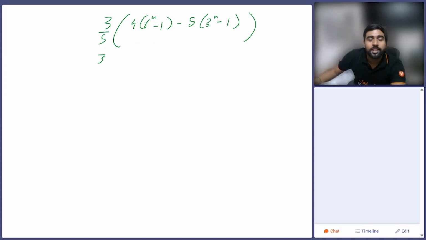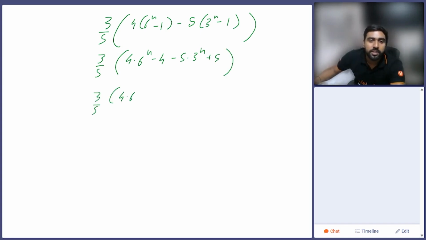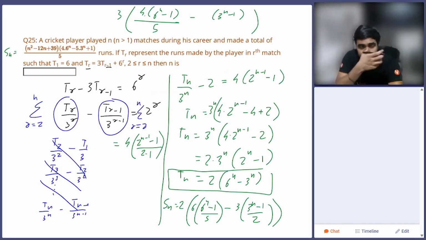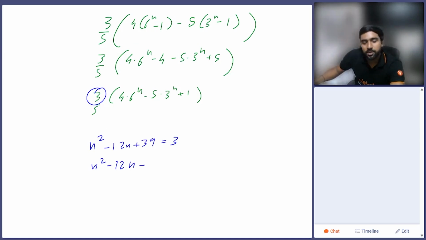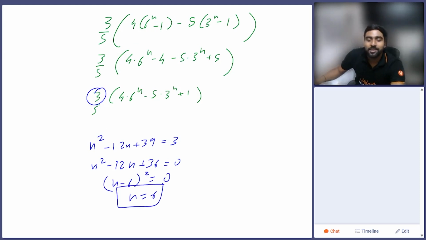Let's take that 5 also outside. So I have 3 by 5 into 4 into 6 power n minus 4 minus 5 into 3 power n plus 5. So that's 3 by 5 into 4 into 6 power n minus 5 into 3 power n plus 1. Now looking at the question, you have been told that the sum is equal to 4 into 6 power n minus 5 into 3 power n plus 1, which is something we already have, divided by 5 also we have. And you have this extra n square minus 12n plus 6. What should that be equal to? That should be equal to this 3. That's n square minus 12n plus 39 should be equal to 3. That's n square minus 12n plus 36 equal to 0. This is n minus 6 the whole square equal to 0, giving you n equal to 6.